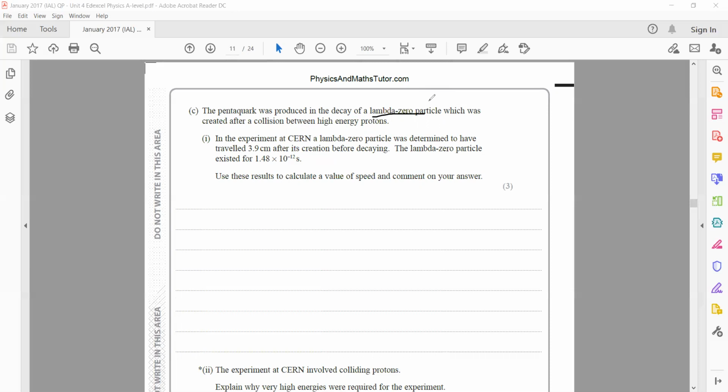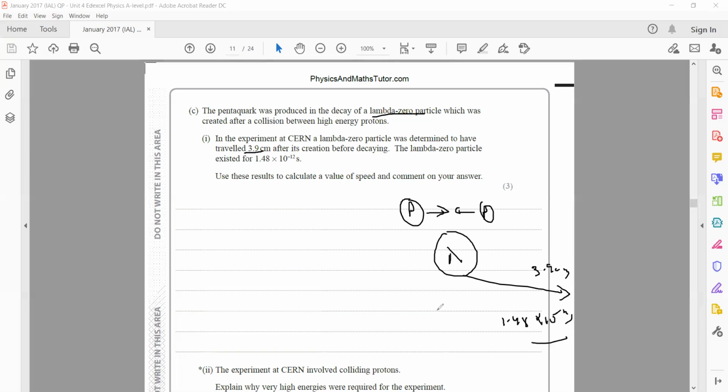This is the distance traveled. What happened? In the particle accelerator at CERN, they collide protons. The collision of protons releases another particle, lambda, and this lambda particle moves 3.9 centimeter in 1.48 exponent minus 12 second, and then it decayed. So we have to use the result, the value of the speed, and comment on your answer.